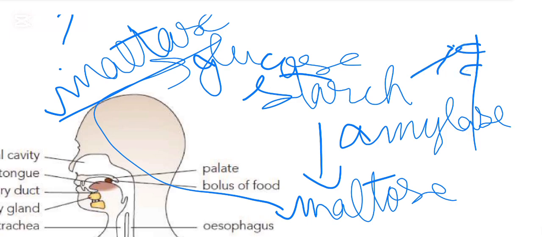Maltose is digested on the surface only, okay? It's digested on the surface only, all right? It does not go into the lumen of the small intestine. It's just there on the surface of the epithelium. Okay, so that's all you should know.